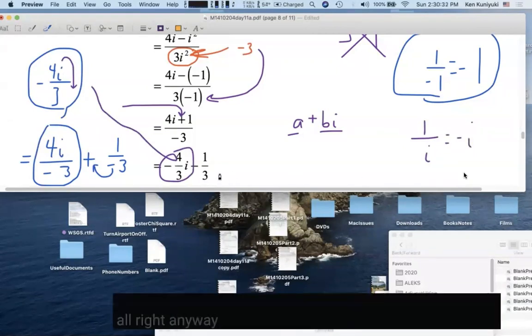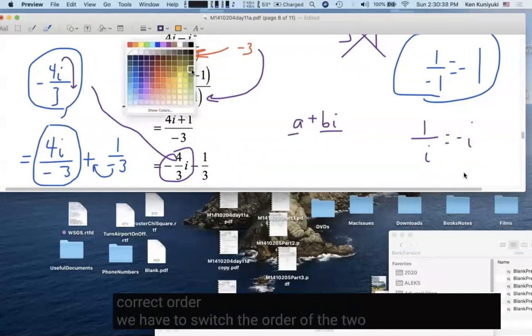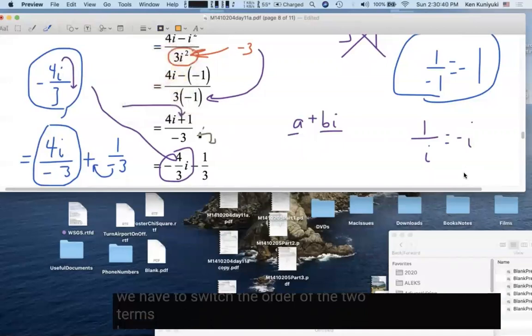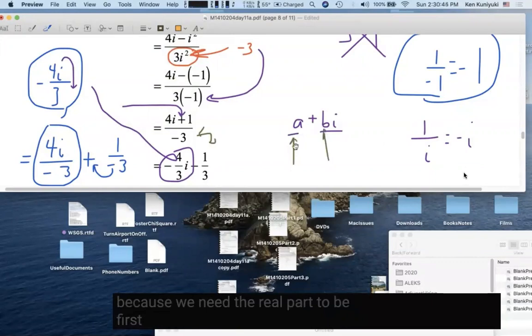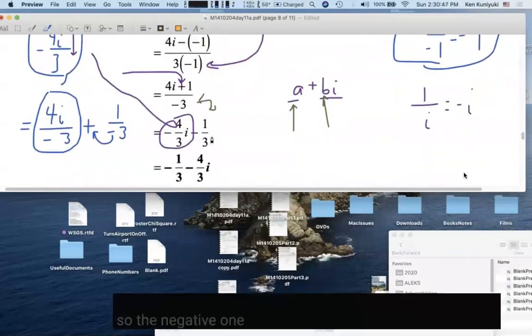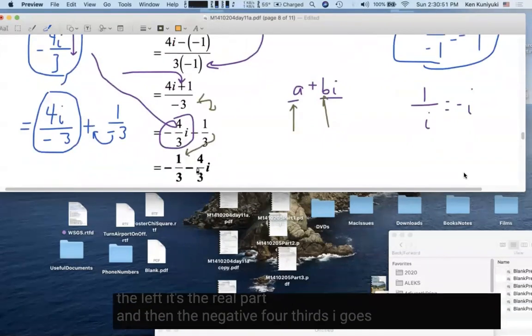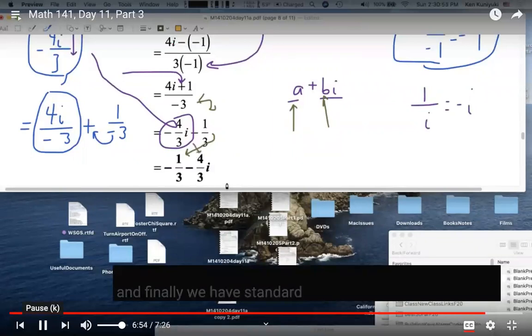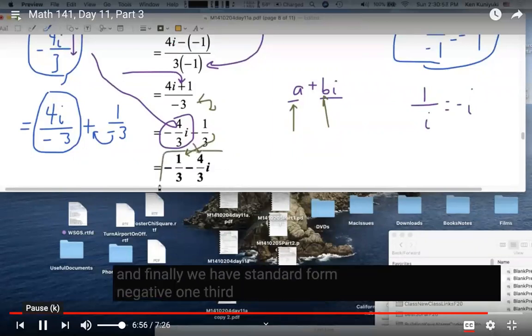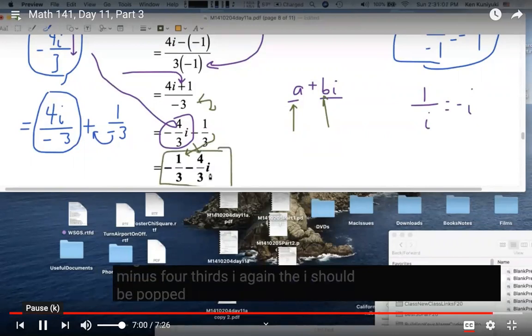All right. Anyway, we're still not quite done yet because we don't have the correct order. We have to switch the order of the 2 terms because we need the real part to be first. So the -1/3 goes over on the left, it's the real part, and then the -4/3 i goes over on the right. And finally, we have standard form. -1/3 minus 4/3 i. Again, the i should be popped out.